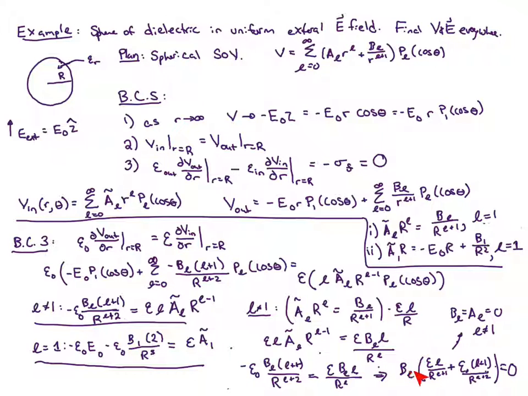And I can factor that BL out, and what I get is BL times some constant equals 0. And this constant is just numbers, not 0. So that means BL has to equal 0. So I'm getting from this, if L doesn't equal 1, B of L equals A of L equals 0. So that's where I've ended up if I've looked at the L does not equal 1 terms.